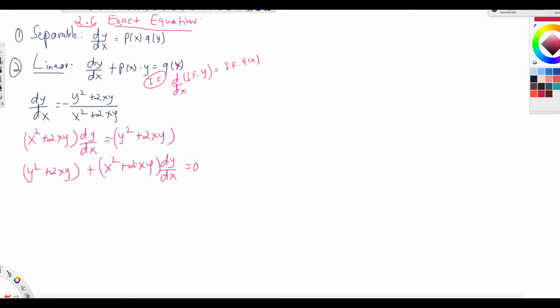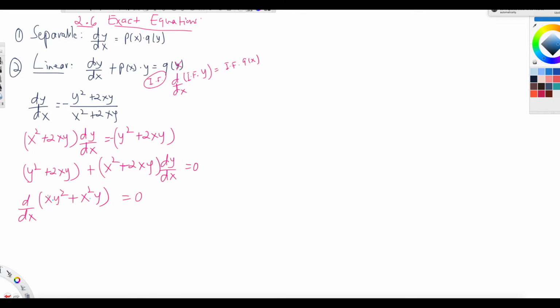Can you think of a function whose derivative, using the product rule, gives that? You can write this as d over dx of (xy squared plus x squared y) equals 0. Can you think of it like that? Do you think the derivative of this function is that? Let us try. If you calculate that, look at this: this is a product here, and this is also a product.